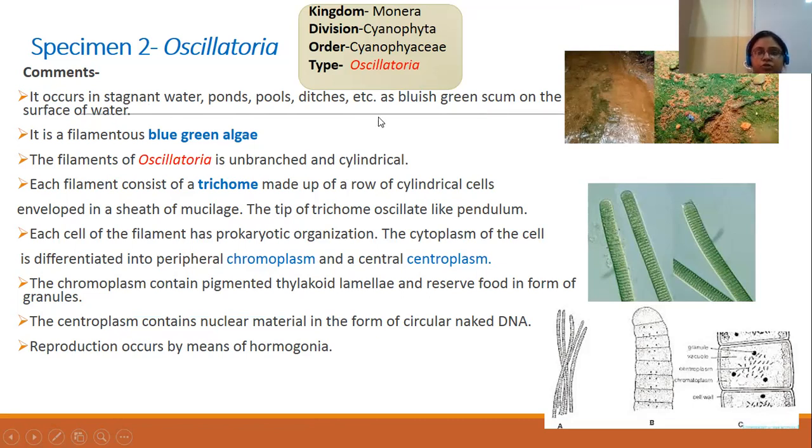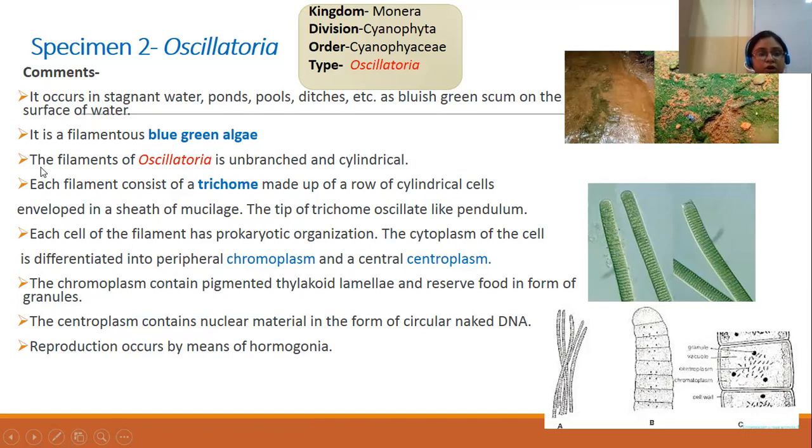Fine. So you find these Oscillatoria growing in stagnant water, dirty water, ponds, pools, ditches, as well as on the roads, like a greenish, bluish-green scum on the surface of the water. Here you can see them on the land, on the soil.